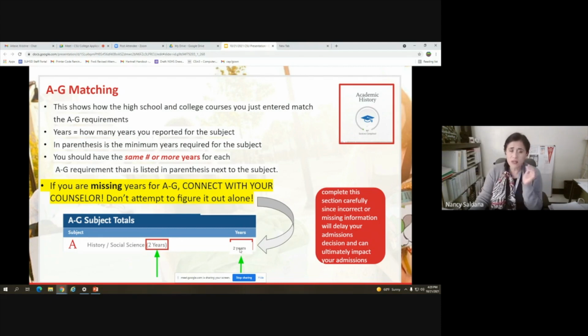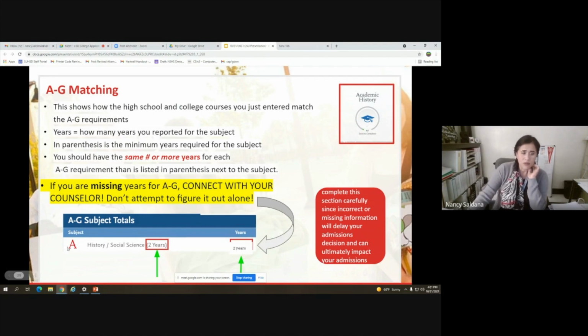So once you're done with your high school coursework, it's going to state right here that you've already completed the 2 years, right? Because you reported on your high school coursework that you completed 2 years of history. So it should read that you have completed 2 years. Sometimes it's not going to read 2 years, therefore you need to speak with your counselor so that your counselor is able to review how you inputted your high school coursework.